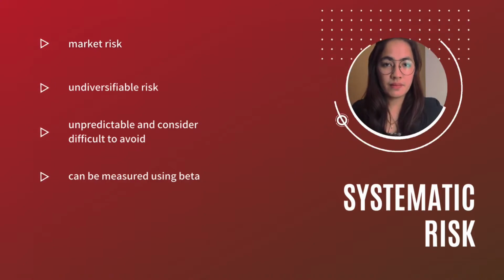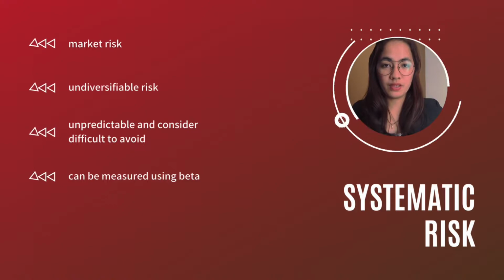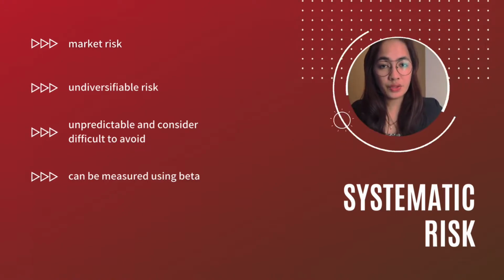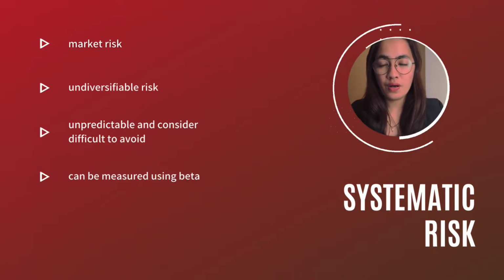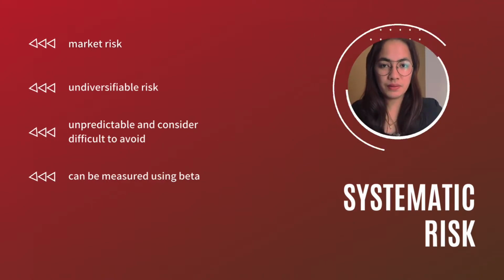Systematic risk is the market or the undiversifiable risk, which is unpredictable and difficult to avoid, and which will affect the market value of the portfolio. And systematic risk can be measured using beta.